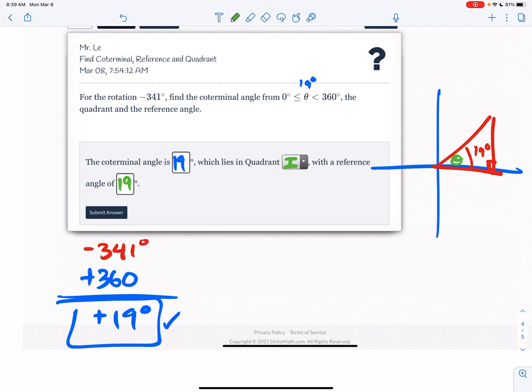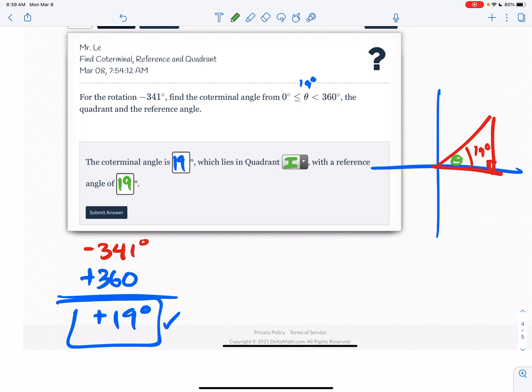Okay? Now, a reference angle is the acute angle inside the reference triangle that you make. Okay? Now, the only time a coterminal angle is equal to a reference angle is if you're in quadrant 1. Okay? Whenever the angle is in quadrants 2, 3, and 4, your reference angle should always be different from your coterminal angle.